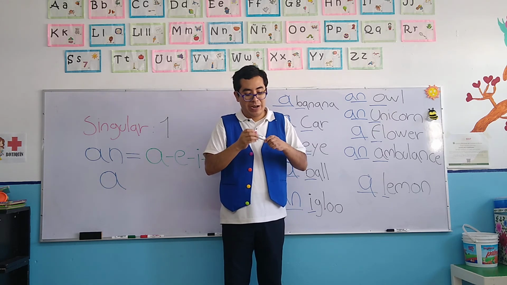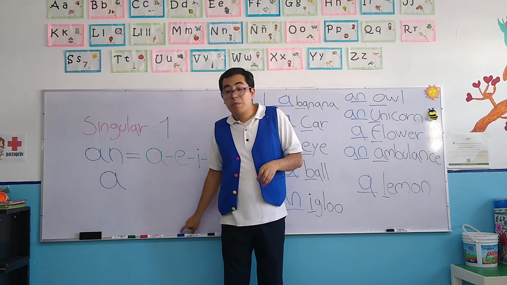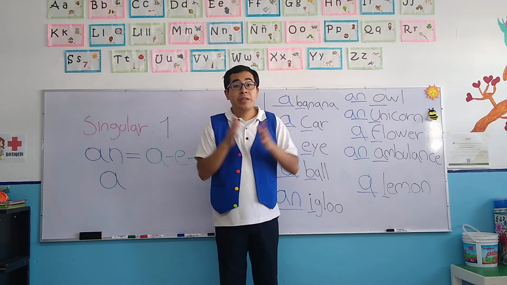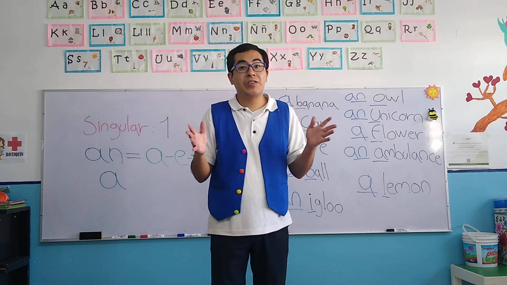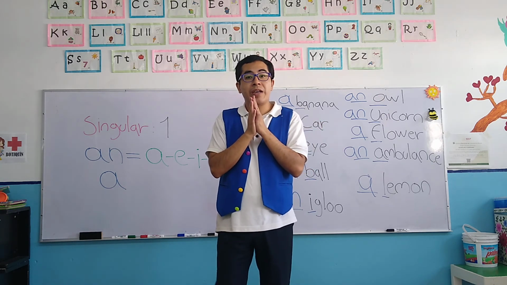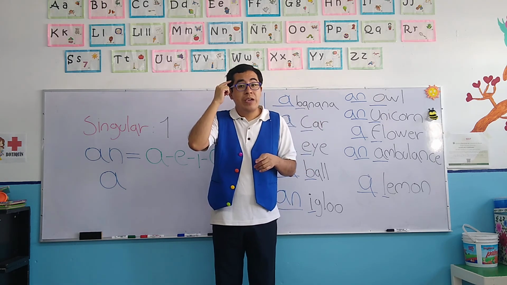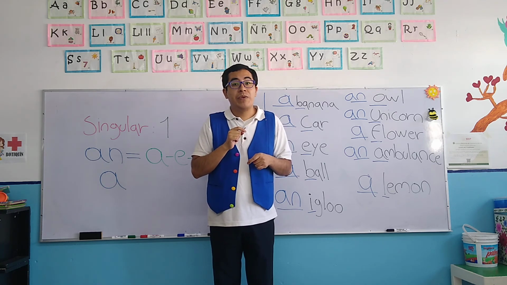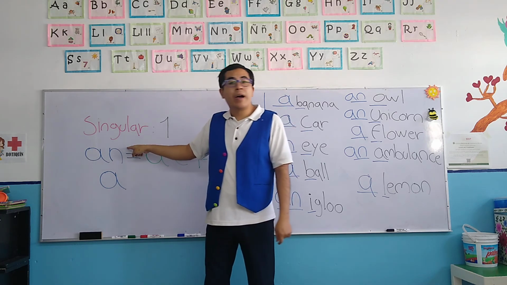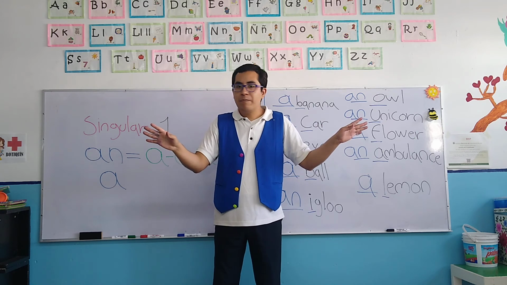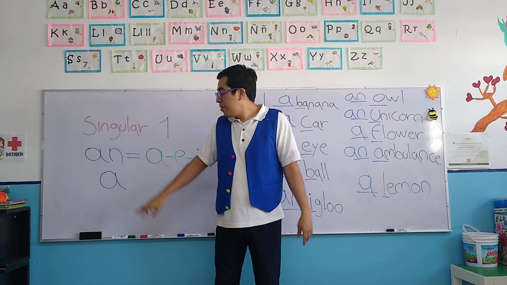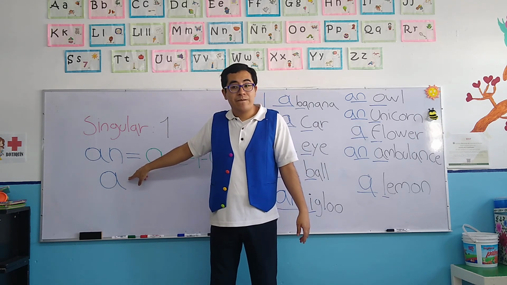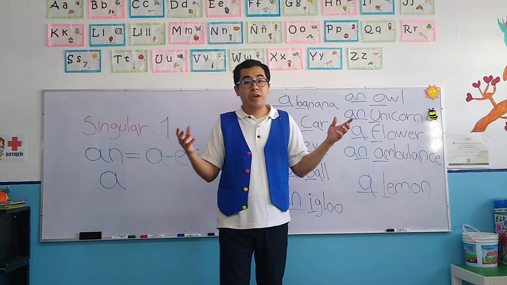Very good, my children. Now, don't forget to practice these singular exercises in your books, okay? Try to remember the rules. If the word begins with a vowel, we write an, but if it doesn't begin with a vowel, we write only a, okay? Very good. So that's it for today, my children.